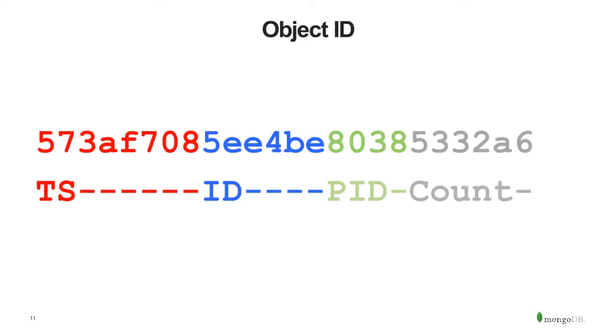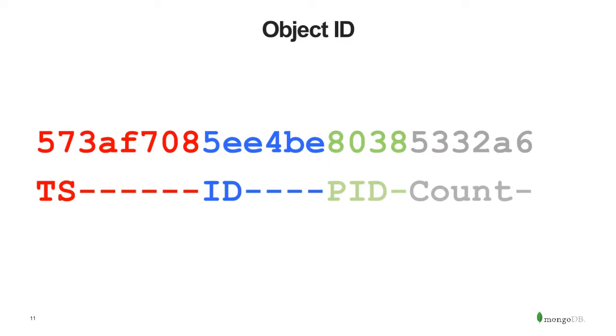So there's a timestamp. Then there's an ID field, which is typically generated off the Ethernet card of the system. Then there's a process ID, which is the process ID of the client program when it started. And then there's a count. And that count is essentially created when the client is created, and it's incremented with each insert.